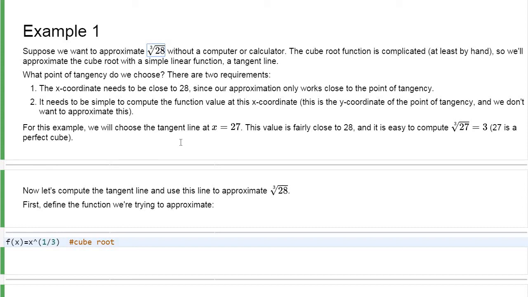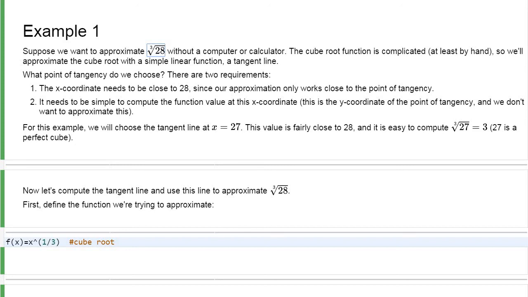And the second thing is we need to be able to find this tangent line easily. So it needs to be simple to compute the function value, that is the cube root, at that particular x-coordinate. So the y-coordinate of the point of tangency, we want to be able to compute relatively simply. We don't want to approximate that, otherwise you're just compounding your error. So we want something where it's easy to compute the cube root and it's not too far away from 28.